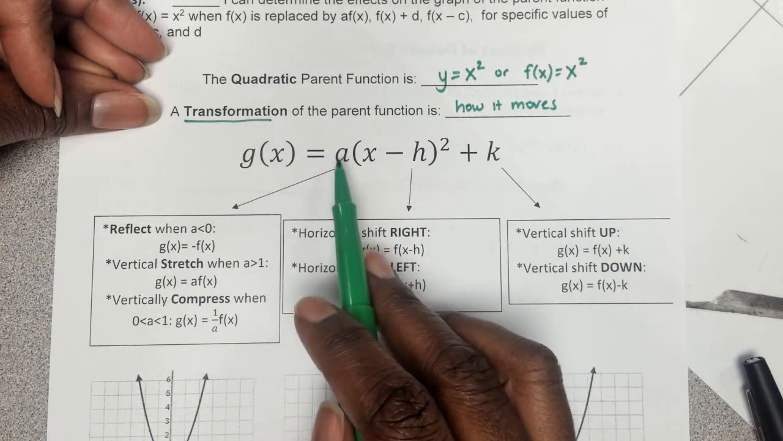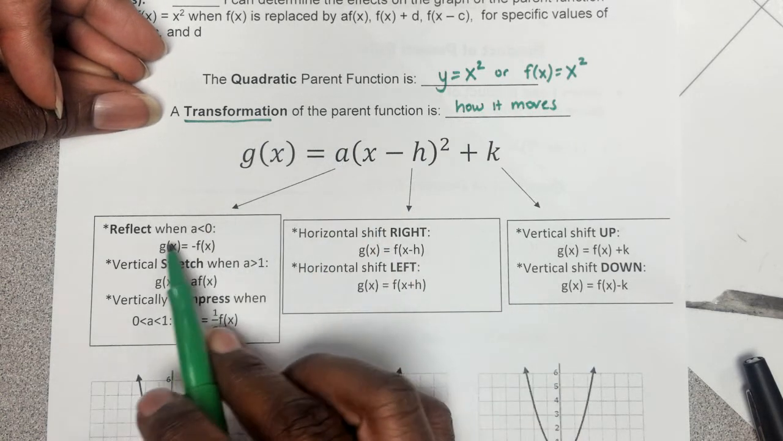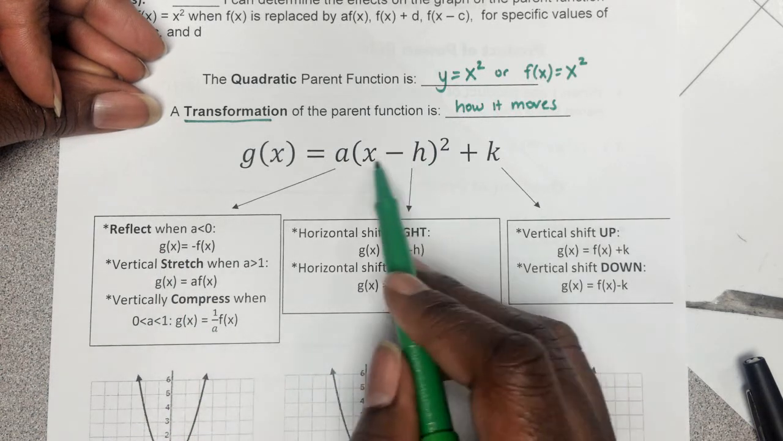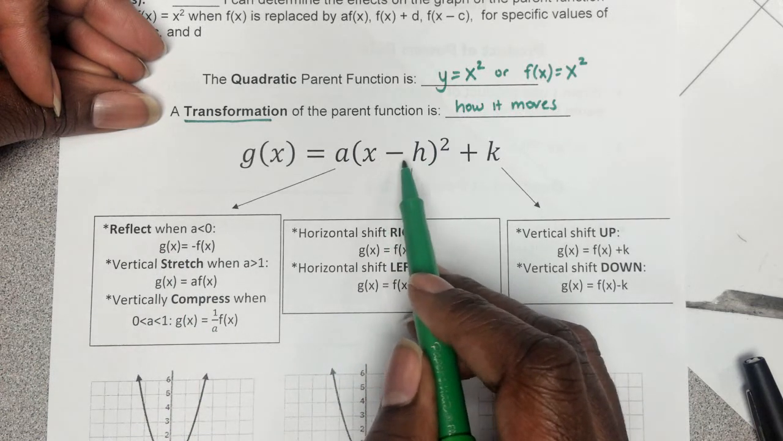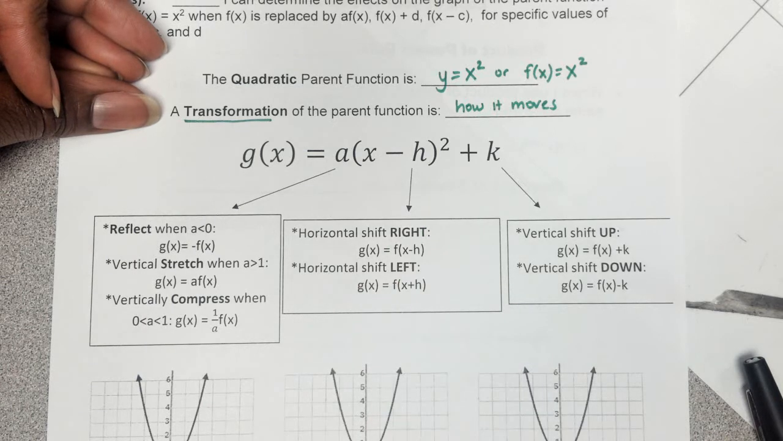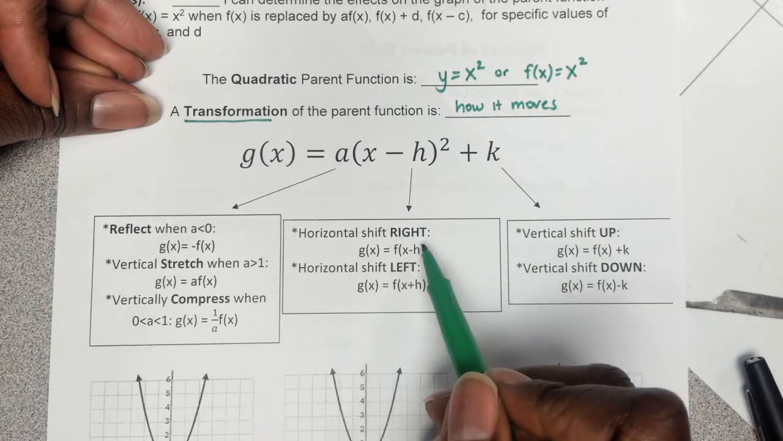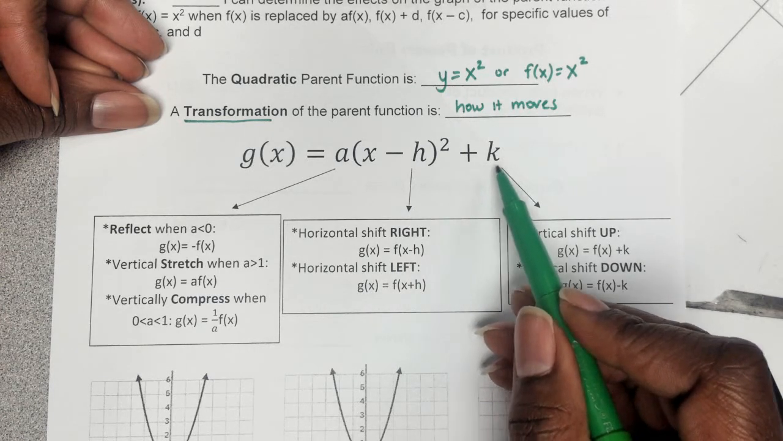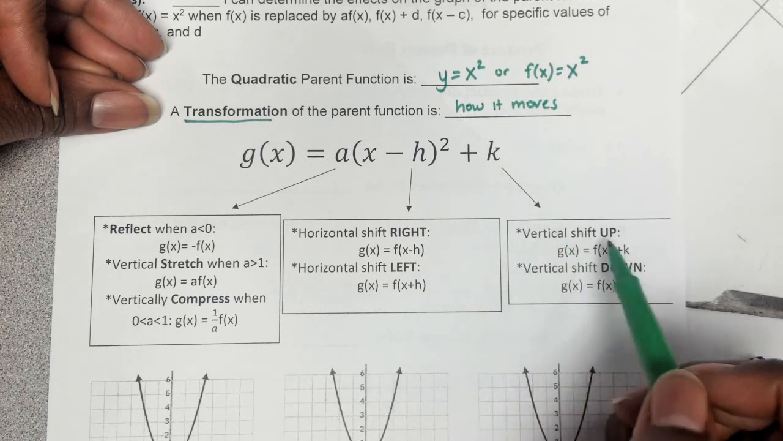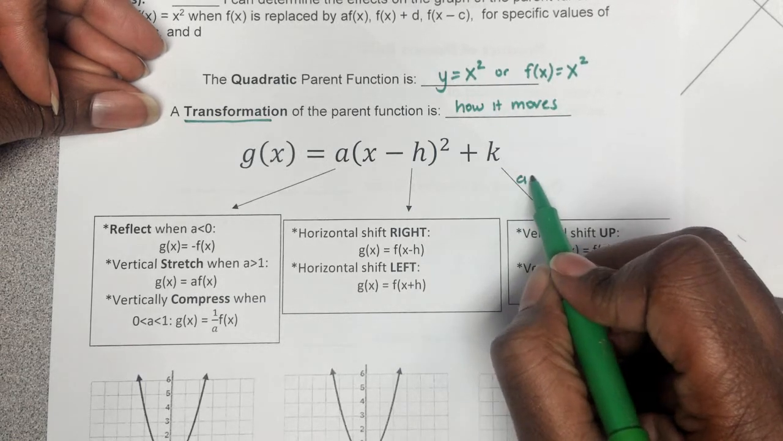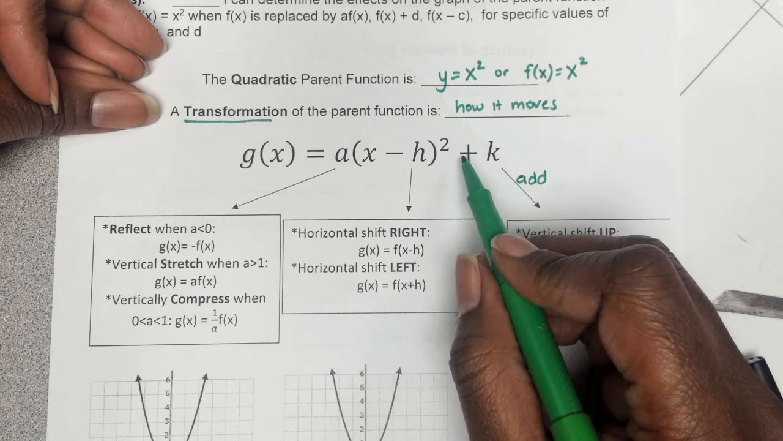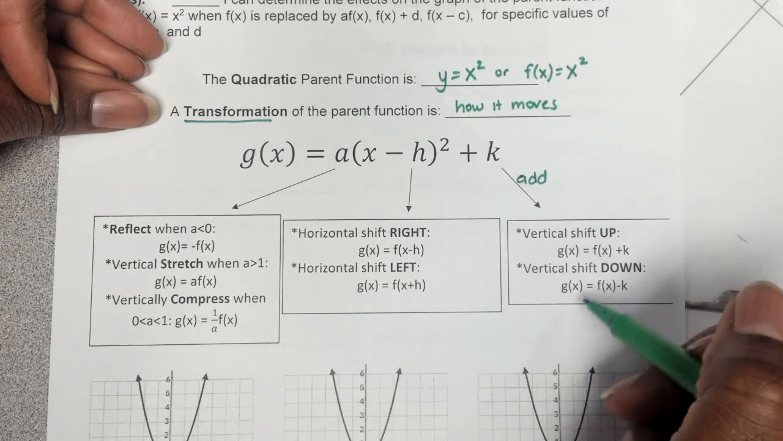If you see a number in the front getting multiplied, that's how you reflect it or stretch it or compress it. If you see a number that's added or subtracted in the parentheses, that's how you shift it right or left. If you see a number getting added to the back here, that's how it shifts up or down. So remember, if this number is getting added somewhere outside of the parentheses, it shifts it up or down.